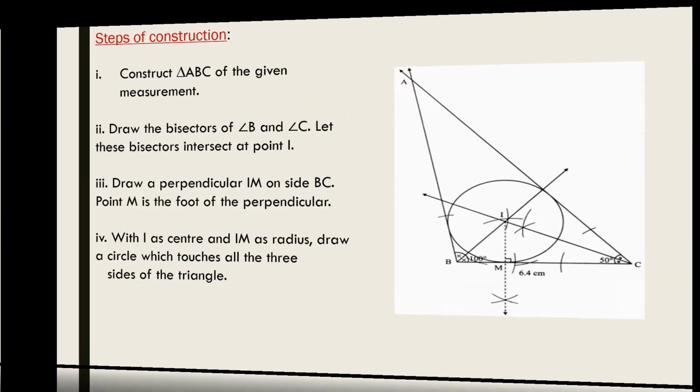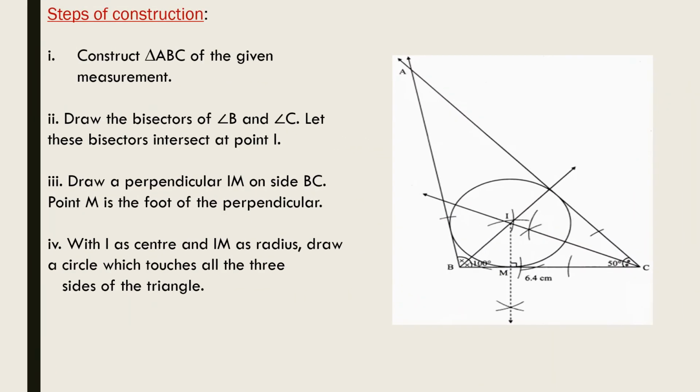These are steps of construction. First construct the triangle ABC of the given measurement and draw the bisectors of angle B and angle C. Let these bisectors intersect at the point I and draw a perpendicular IM on side BC, and the point M is the foot of the perpendicular. With I as the center and IM as the radius, draw a circle which touches all the sides of the triangle. This is your required figure.